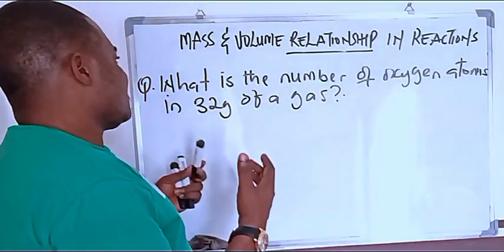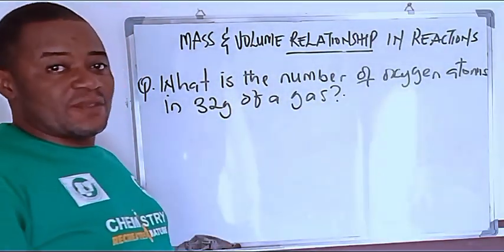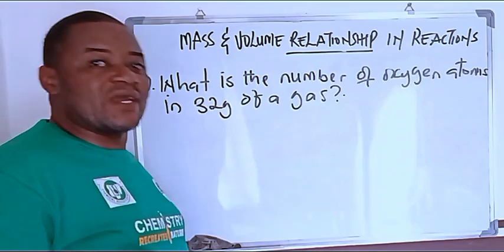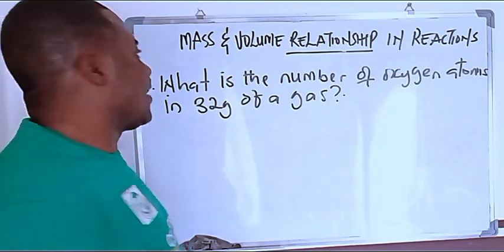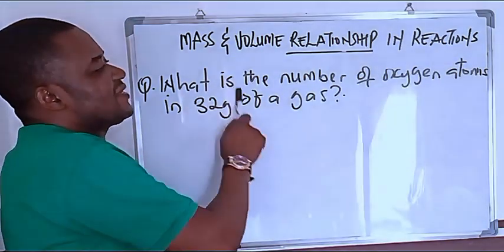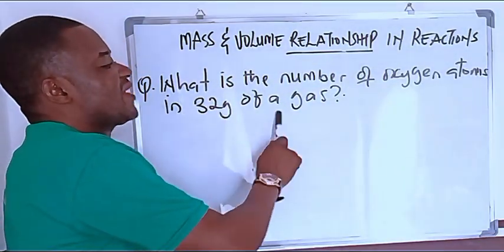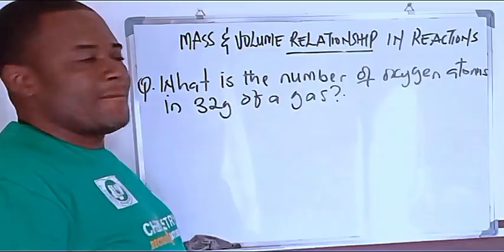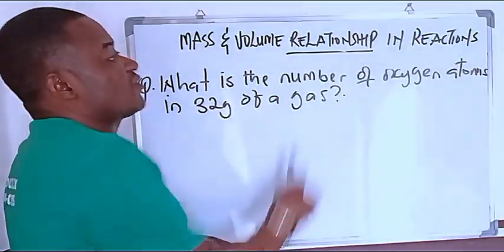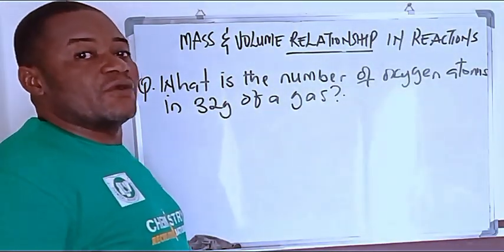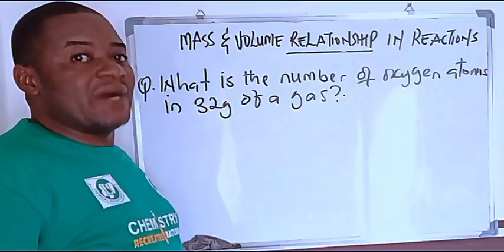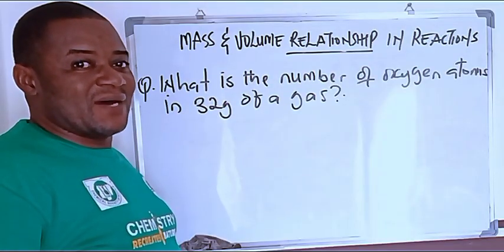Alright, so we begin with a question that is on the board. You are going to join me in reading this question out. What is the number of oxygen atoms in 32 grams of a gas? So we're asking what is the number of oxygen atoms. It's more like volume right now. It's more like amount.